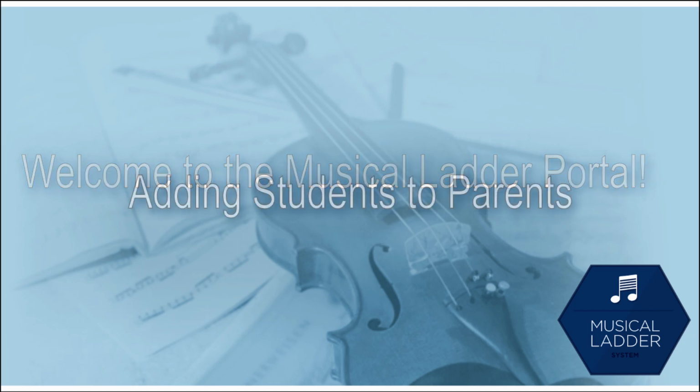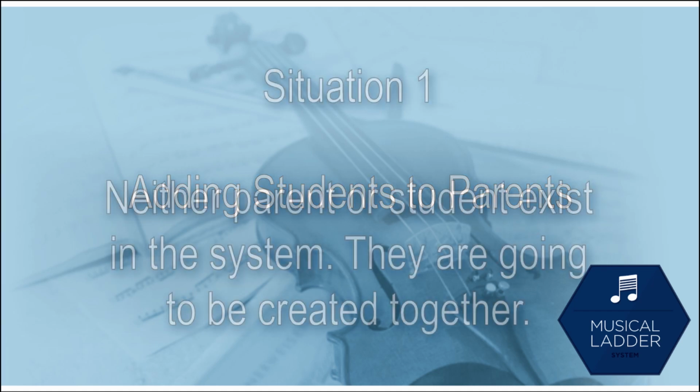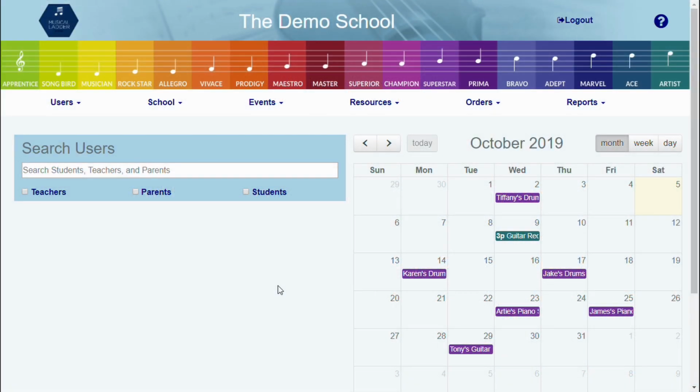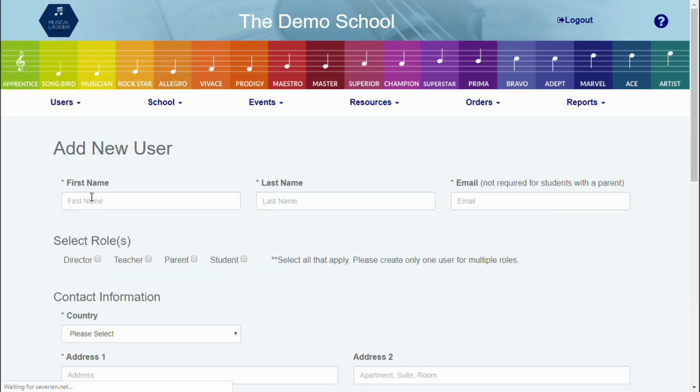In today's video, we're going to be going over how to assign students to parents. The first example we'll be going over is if you are creating both a parent and a student brand new in your school. So the first thing you're going to want to do is from your director dashboard, go to Users and choose Add New User. And what we're going to do is we're going to create the parent first.